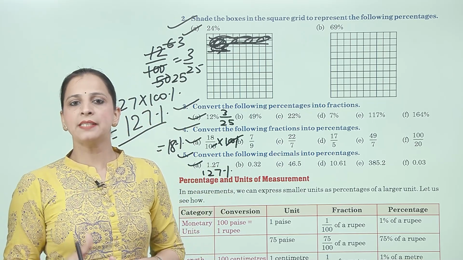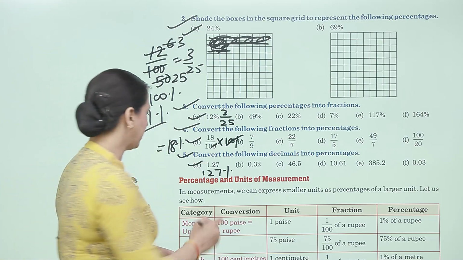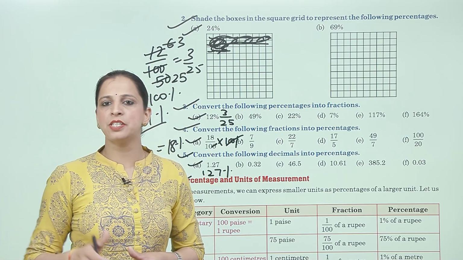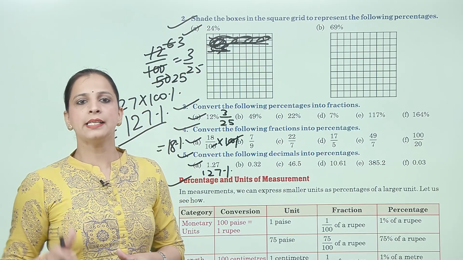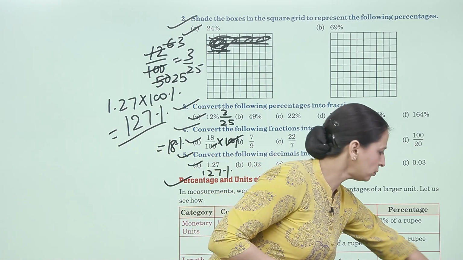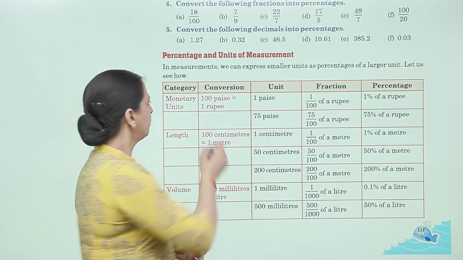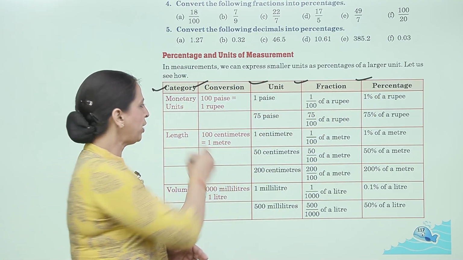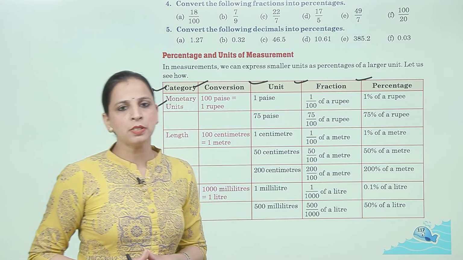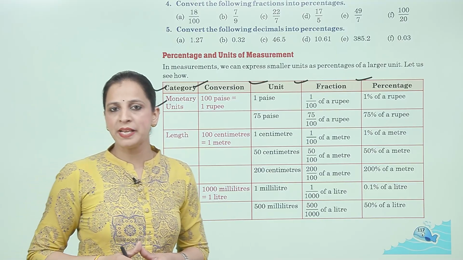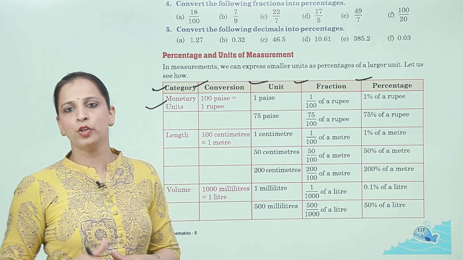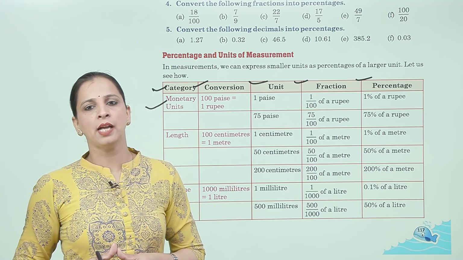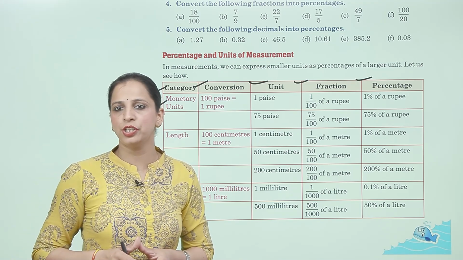नाउ नेक्स्ट, परसेंटेज एंड यूनिट्स ऑफ मेजरमेंट. इन मेजरमेंट we can express smaller units as percentage of a larger unit. Let us see how. Now, category, conversion, unit, fraction and percentage. First is monetary units. 100 paisa becomes 1 rupee, that is 1 paisa unit, that is 1 upon 100 of a rupee, that is 1% of a rupee. 75 paisa is 75 by 100 of a rupee, that is 75% of a rupee.